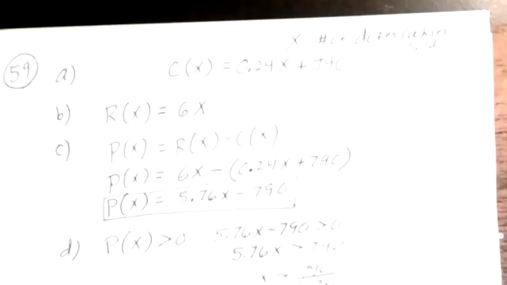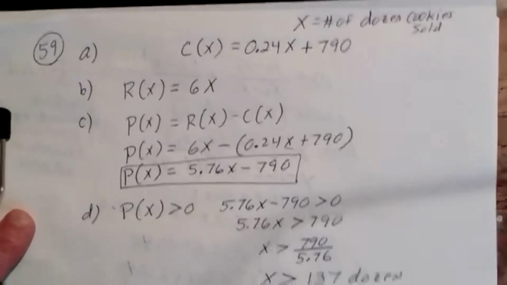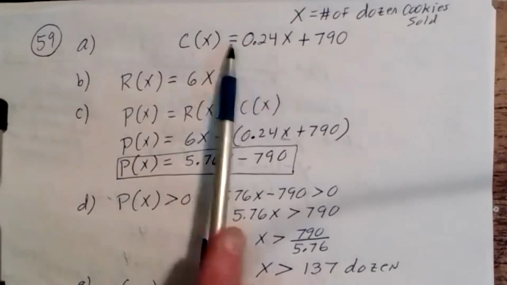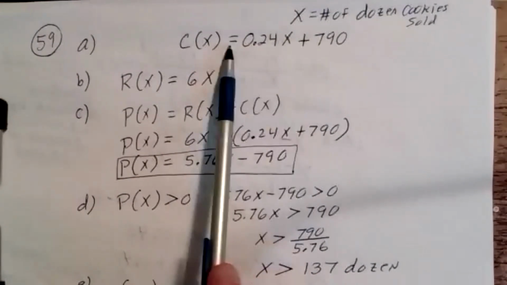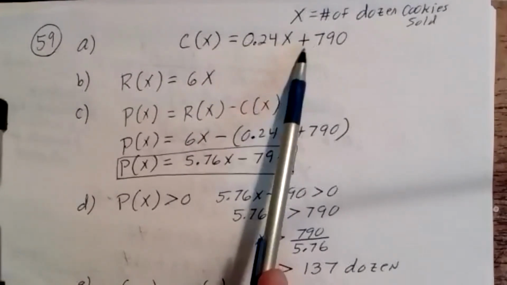All right. Let's take a look at these. 59A, ladies and gentlemen. Did you get that for the cost function? If X is equal to the number of dozen of cookies manufactured and sold, do you agree this would be our cost function? Did we get that? Did anybody get this? Yes, somebody did, all right.